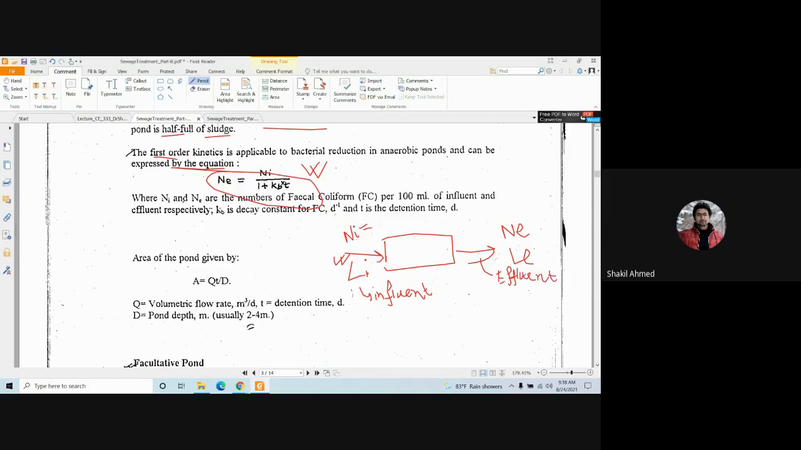Effluent. And this is influent. So this is influent BOD and microorganism concentration, and this is effluent BOD and effluent microorganism concentration, or fecal coliform. Ni and Ne are the numbers of fecal coliform per 100 milliliter of influent and effluent respectively. This is for influent, this is for effluent. Did I make it clear? Yes, sir.